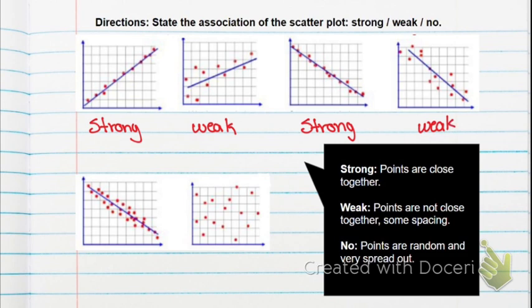Going to my next one. Here, all these points are real close together. That will be a strong association. And my last one that we have on this part, these points are all over the place. There's really no way to tell, so this is considered to be a no association.